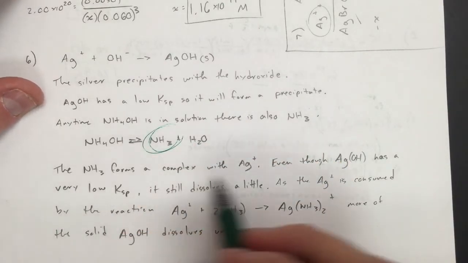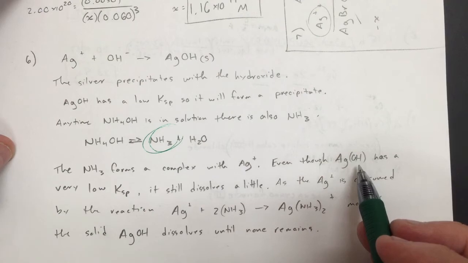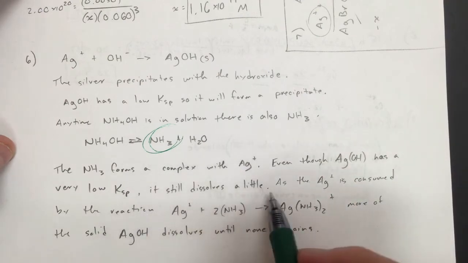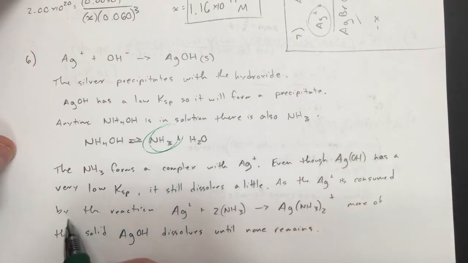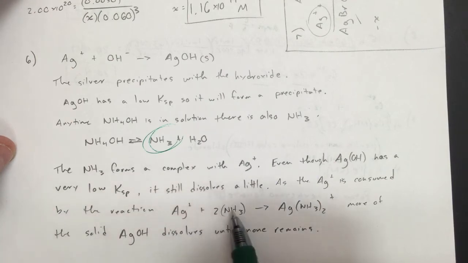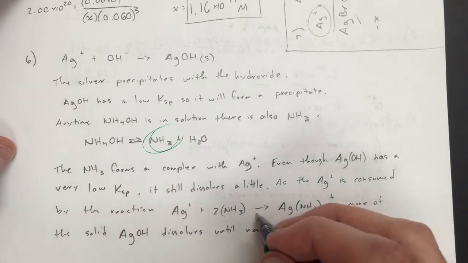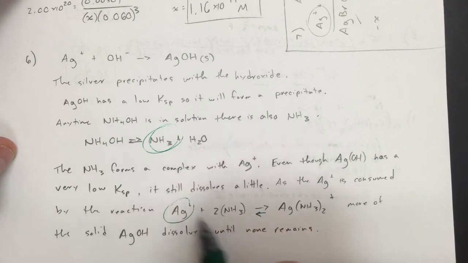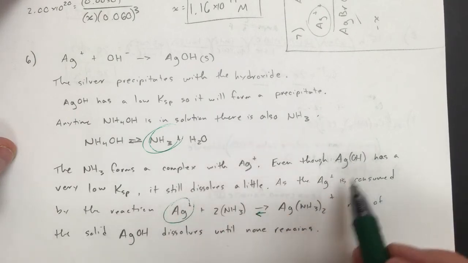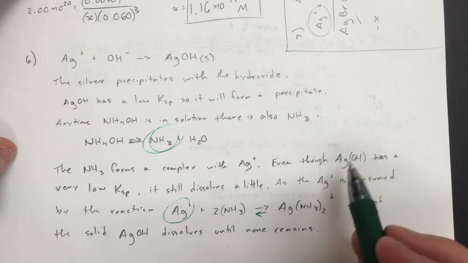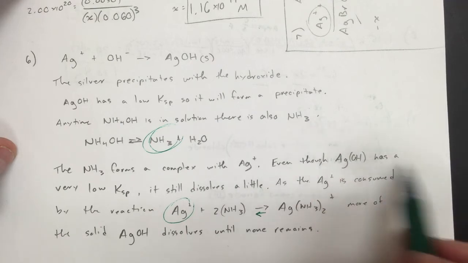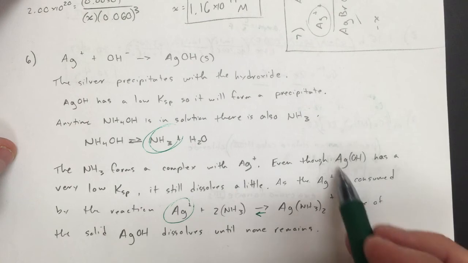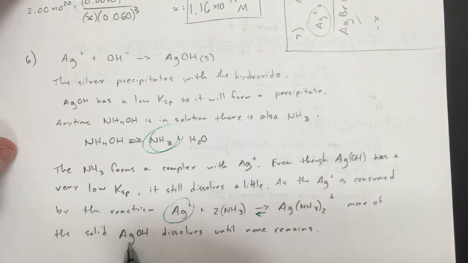Now the NH3 forms a complex with the Ag. Even though the AgOH has a very low Ksp, it still dissolves a little bit. As the Ag+ is consumed by the reaction, Ag+ plus 2 NH3 reacting to form, and in equilibrium with, Ag(NH3)2+, it's using up the Ag+ that is dissolving from the AgOH. And as that is being used up, that drives the dissolving reaction forward more and more until all of the solid is gone. More of the solid AgOH dissolves until none remains.